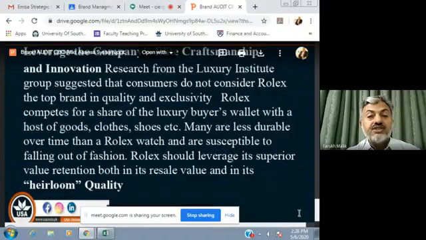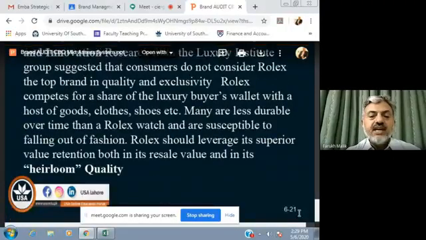And when people look at these antique watches, they have confidence that if this watch can provide trouble-free service for 100 years, that means that this company seriously looks into making quality products. And many are less durable over time than a Rolex watch, and they are susceptible to falling out of fashion, whereas Rolex should leverage its superior value retention, both in resale value and in its heirloom quality.